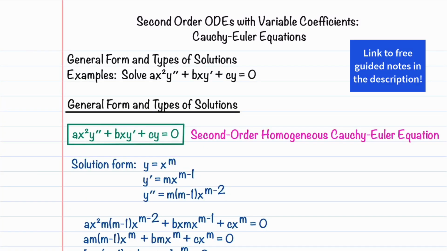In this video, we're going to learn how to solve second-order Cauchy-Euler equations, which are linear differential equations with variable coefficients. We'll start by looking at the general form of a Cauchy-Euler equation and the three different types of solutions that you can get. We'll then walk through some examples so that you can see how to handle all three cases. Let's get started.